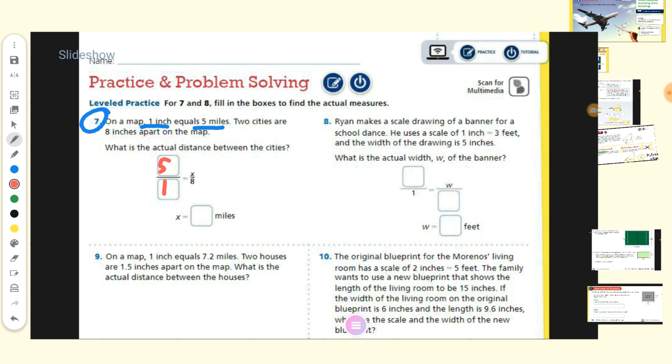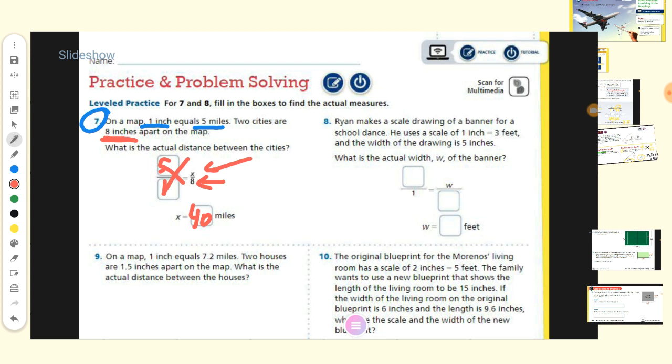Two cities are 8 inches apart. Actually, 8 inches inside the drawing, so 8 goes down. Then I need the actual, so put it up. Make cross multiplication: 5 times 8 equals 40 miles. This is how to solve the problem.